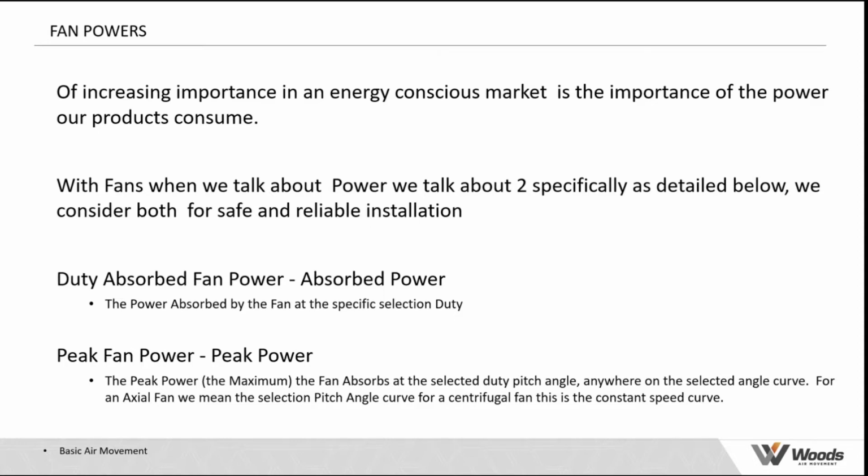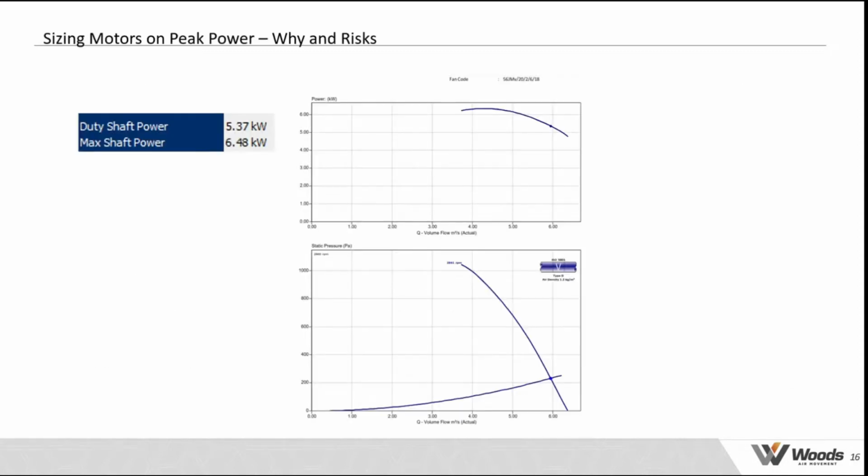Very much as for axial flow fans, the pitch angle. For a centrifugal fan, that would be at a speed. So that's what we have. Those are the two powers. And as a policy, we have always sized motors on peak power, unless there's a very specific need.